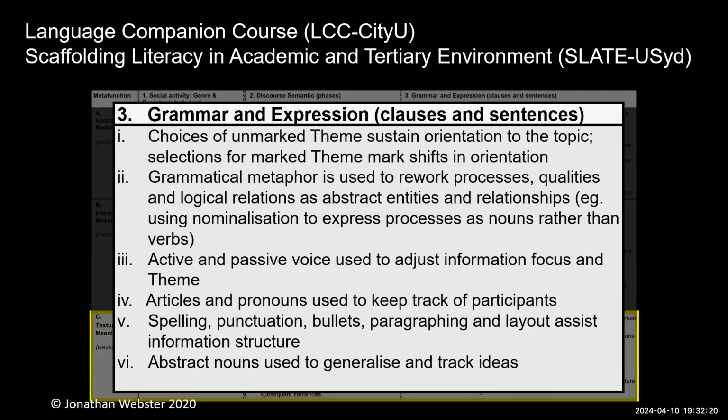Grammatical metaphor. Do you see grammatical metaphor in the text? Active versus passive voice. Abstract nouns used to generalize and track ideas. When it comes to academic writing, this rubric is excellent because it shows the kinds of features that you need to look for.